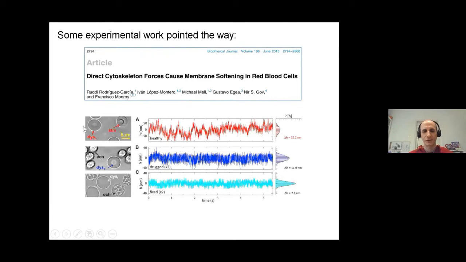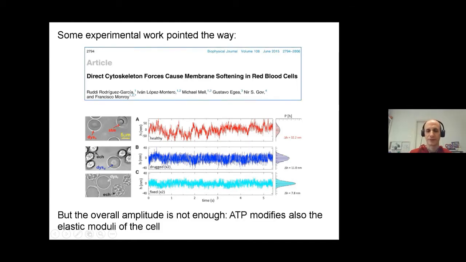And you can see that they're looking optically at these red blood cells, and the fluctuations are quite large under normal conditions and become much smaller when you deplete of ATP. And of course, they become even smaller when you're basically fixating the cells with a fixative. But the overall amplitude, of course, is not enough because ATP modifies also the elastic moduli of the cell.